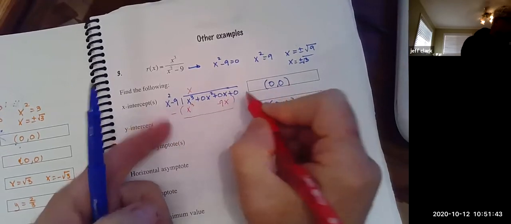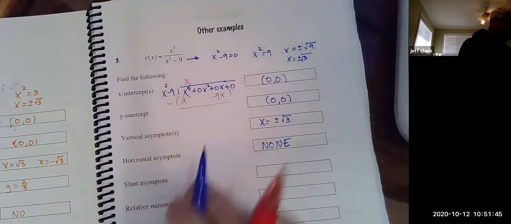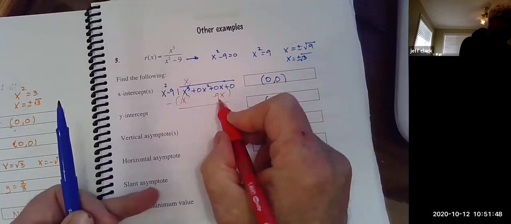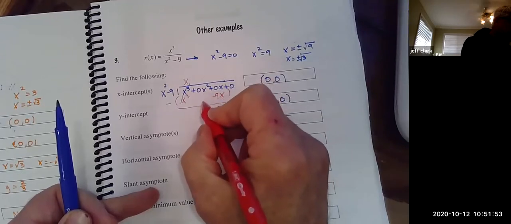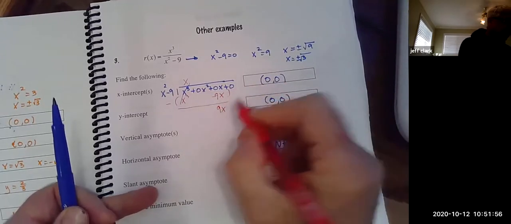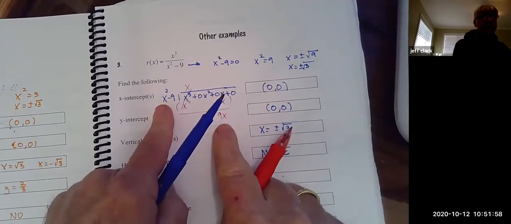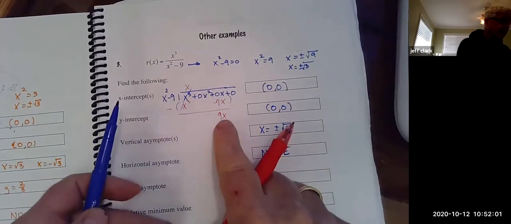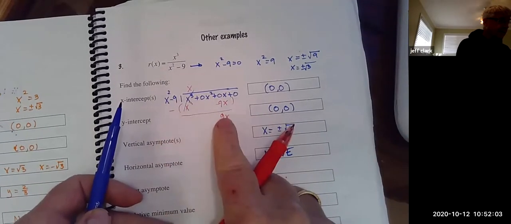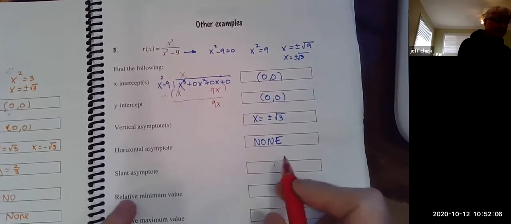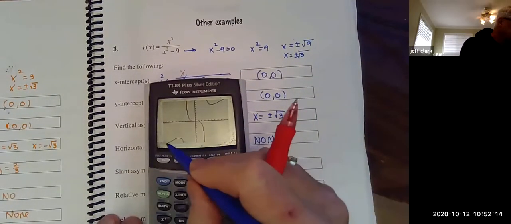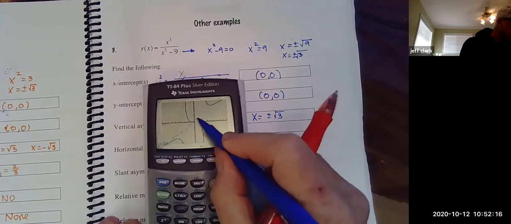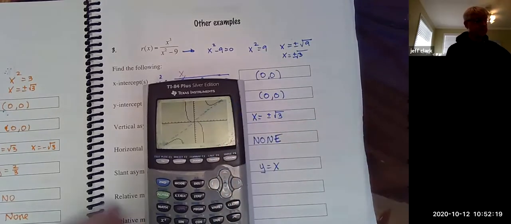Subtract. This is gone. So that's going to be a positive 9x. And you'll see bring down nothing and nothing. So right now I'm done. The only thing I've got left is called the remainder, because x squared doesn't go into 9x. So my slant asymptote is going to be y equals x. And if you look at the calculator right here, it looks like it's going like this. y equals x.